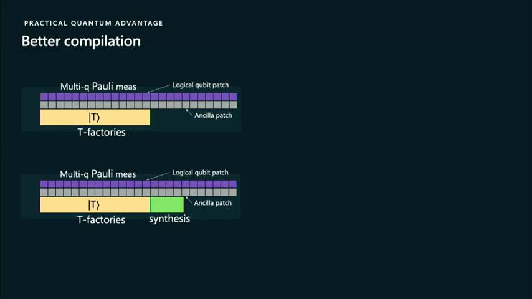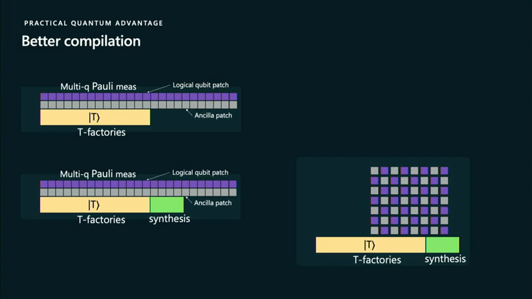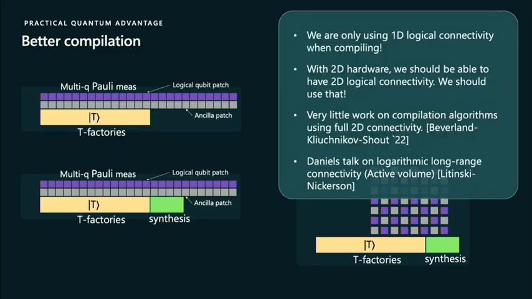And that is also the case in our improved version, where we add this extra synthesis block. We still have a one-dimensional connectivity on our logical qubits that we're using for compilation. If we're assuming that we have 2D qubits to build these codes, we should assume that we can build 2D logical qubit connectivity. And so we really ought to use that to get better compilation, and it is possible to do that. There's very little work on this front. There's some of my own. If you go beyond 2D connectivity, then you can apply the technique that Daniel was talking about for active volume. But I think there's a lot of interesting work to be done there.